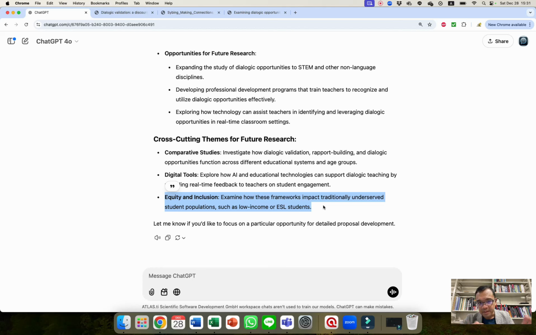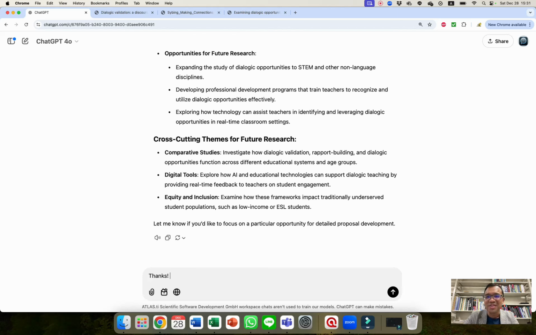ESL is in language education in the States to allow students for whom English is not a first language to be able to understand English and socialize into English-speaking contexts. So let's focus on this one, equity and inclusion.